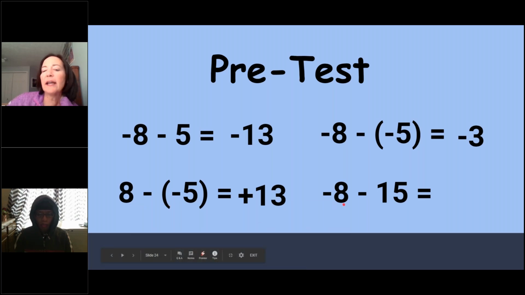Okay, so let's try this one. -8 minus 15. What would you think that would be? I say -15. No, not a -15. It's -8 minus 15, which would be like a -8 minus a +15. It'll be what, 23? Ooh, you are so close. It's actually a -23.